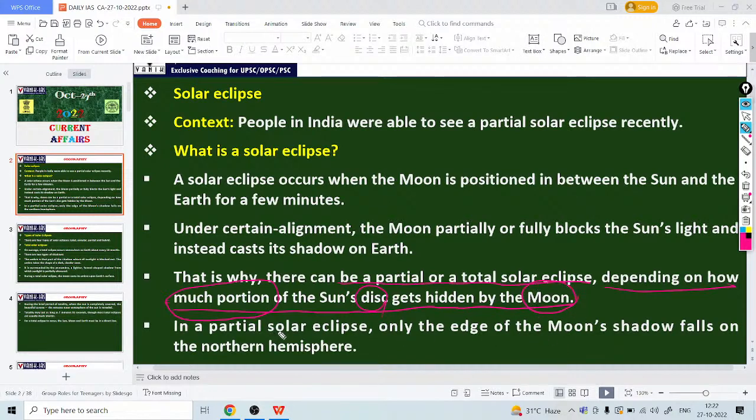In a partial solar eclipse, only the edge of the moon's shadow falls on the northern hemisphere. That is called partial solar eclipse. Fine.